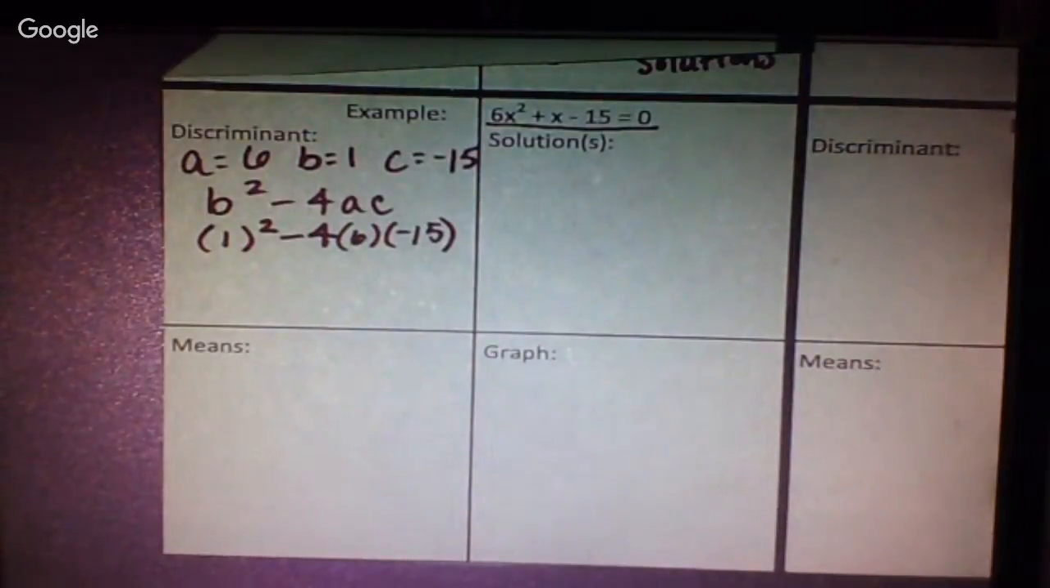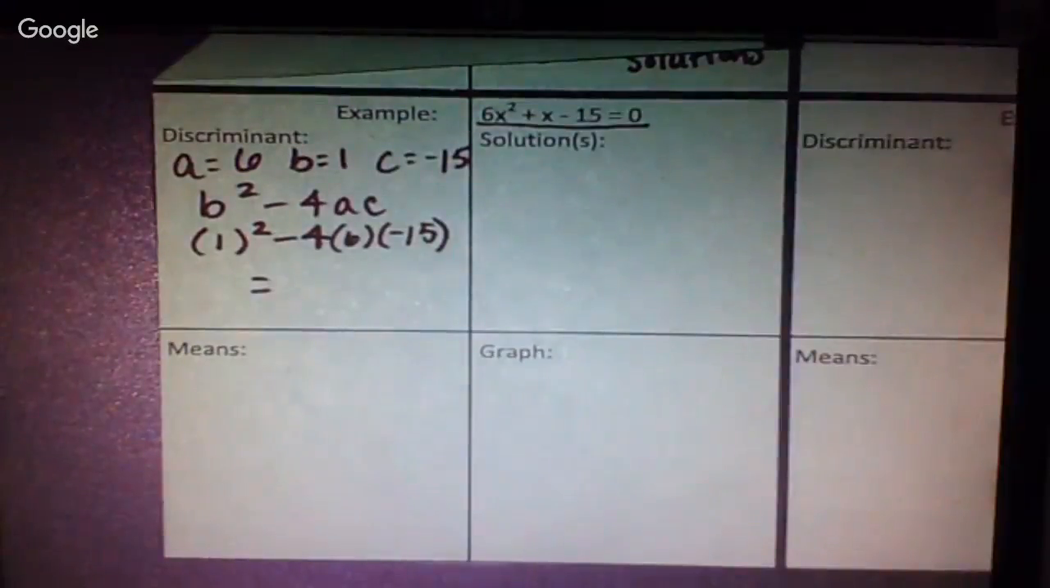I need somebody to plug that in and give me an answer here, friends. What does that equal?